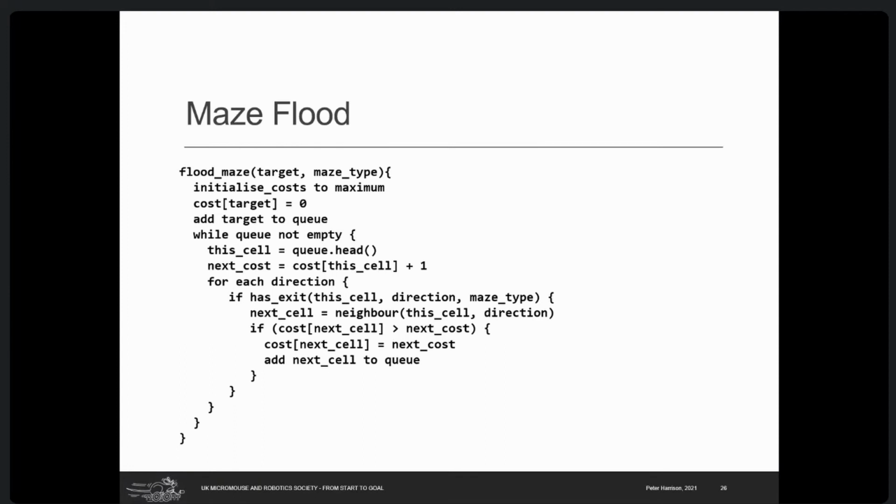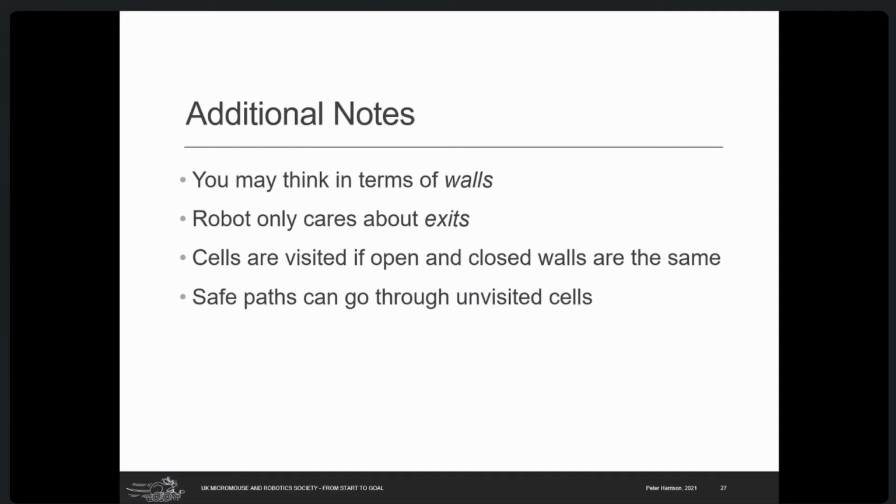So a couple of extra thoughts. It's very easy when dealing with the maze to think in terms of the walls, but actually the mouse isn't interested in the walls. Actually, it's interested in the exits. It actually wants to see the gaps, right? It can only drive through the gaps. There's no point in knowing about the walls. You have to know about the gaps, but you have to know that they're real.